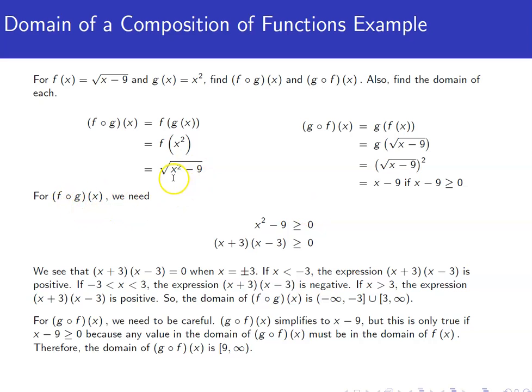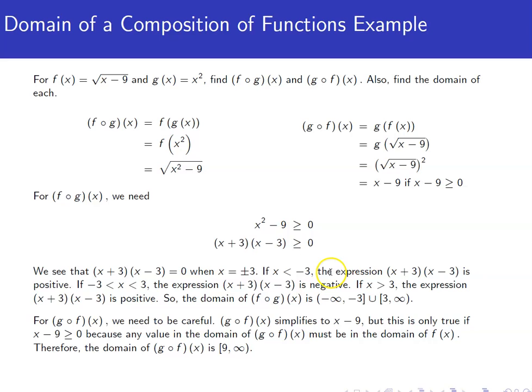All right, for the first one, we need to make sure what's under the square root is non-negative. So we need x squared minus 9 is greater than or equal to 0, or if we factor it, we get x plus 3 times x minus 3 is greater than or equal to 0. That expression equals 0 when x is equal to plus or minus 3. That means we need to consider three different intervals here: something less than negative 3, between negative 3 and 3, and greater than 3.